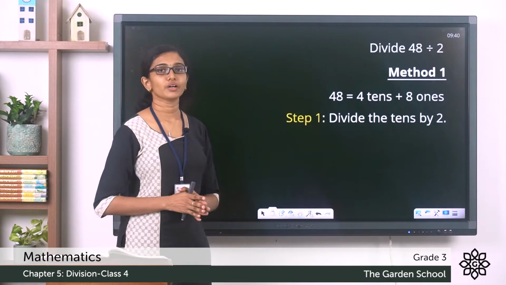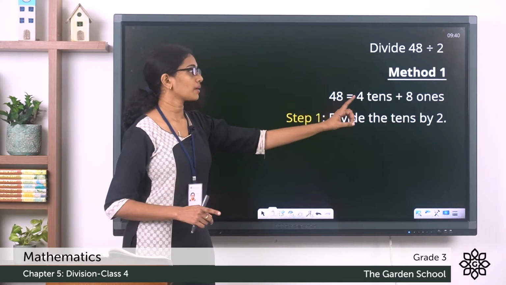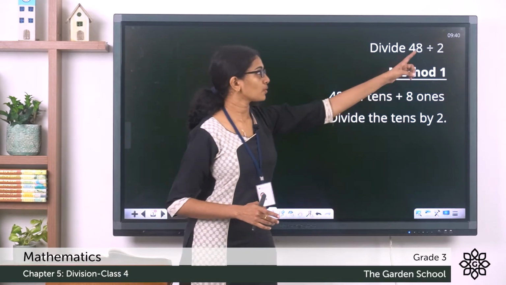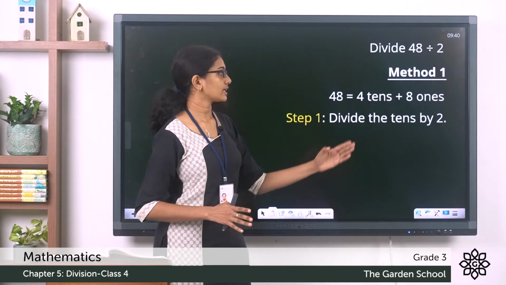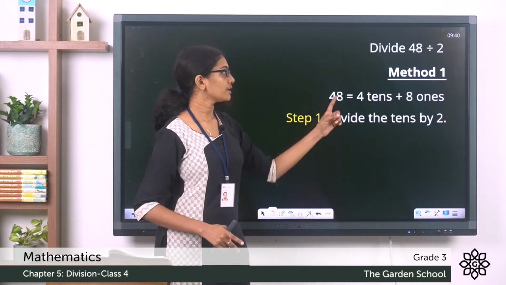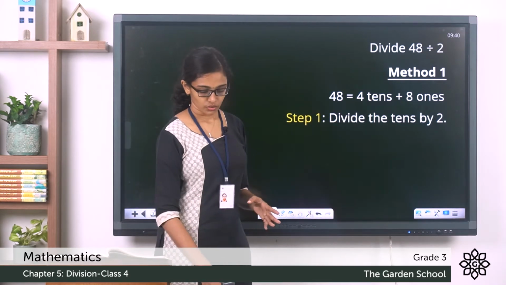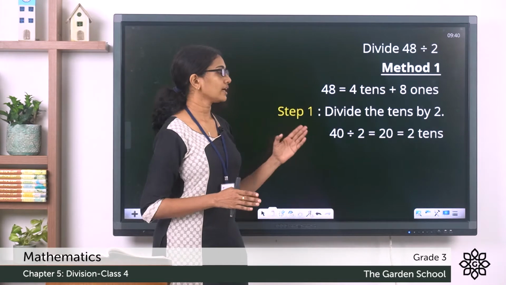Now what are we going to do next? Now let's divide the tens by 2. We are supposed to divide with the divisor 2. So let's first divide the tens by 2. And how many tens do we have here? We have 4 tens here. So let's divide this 4 tens or 40 by 2.